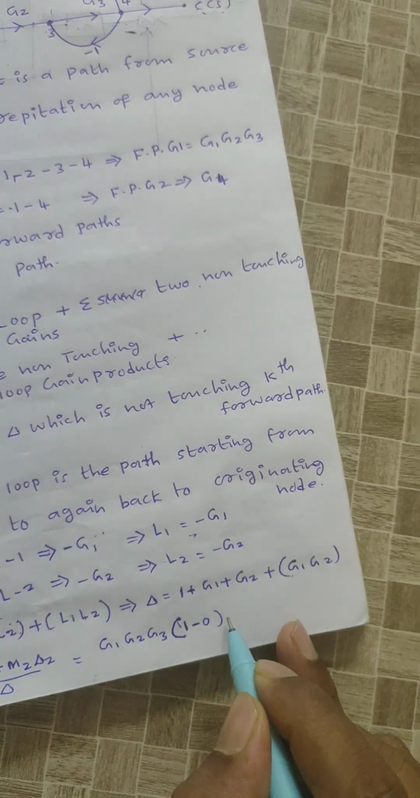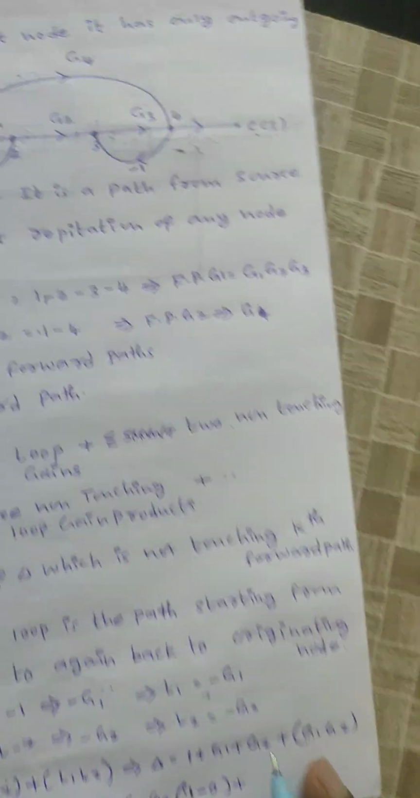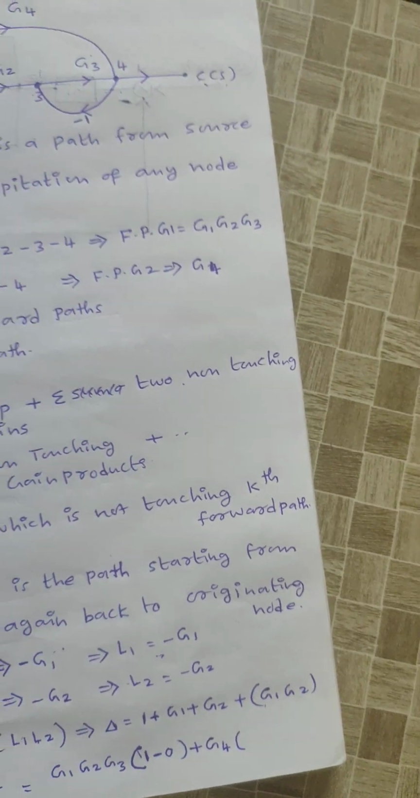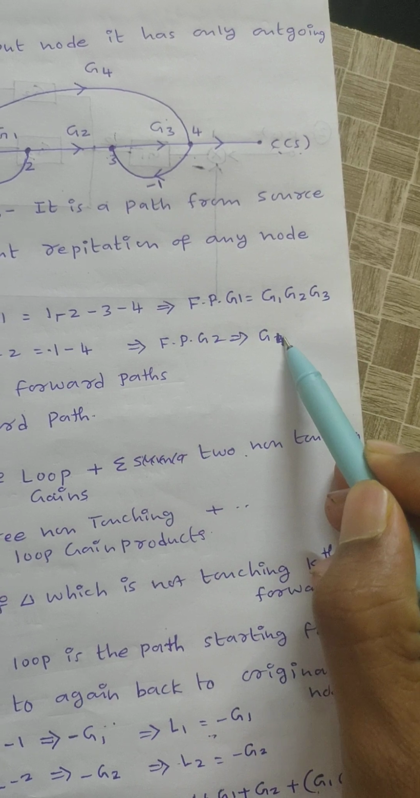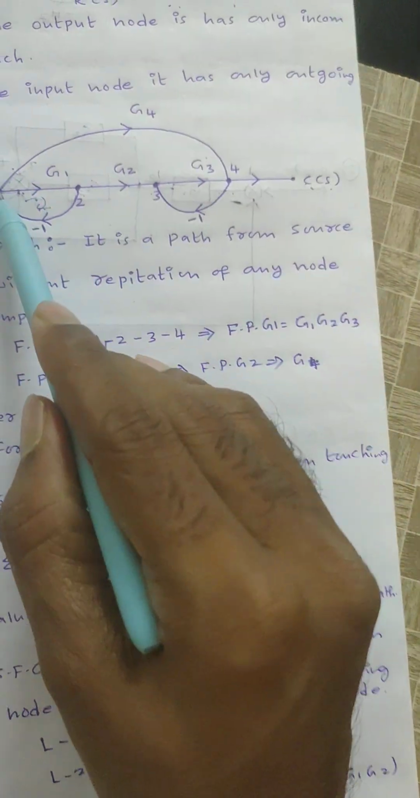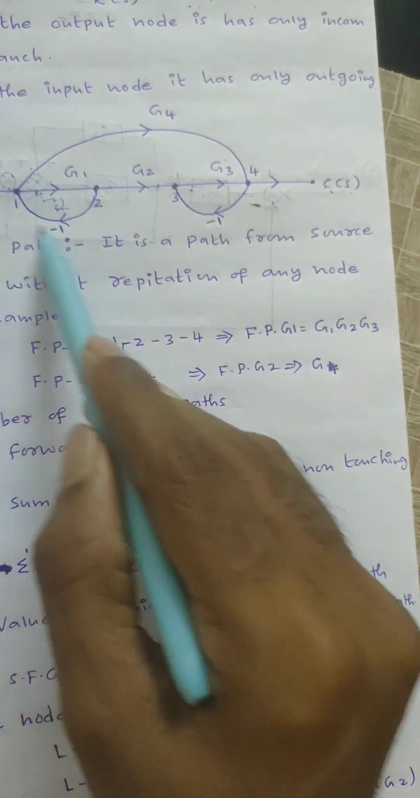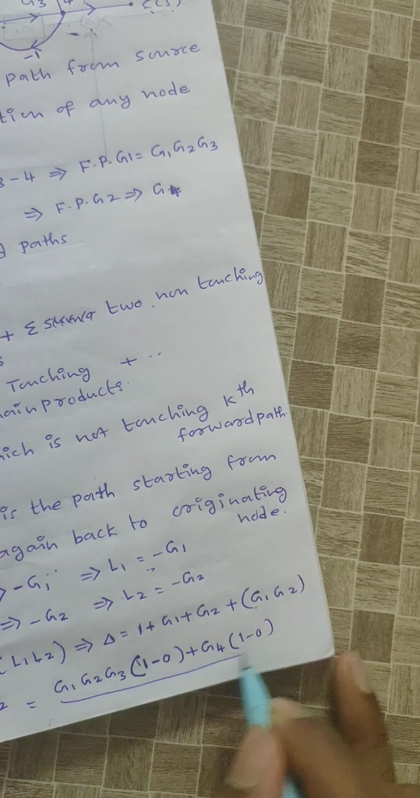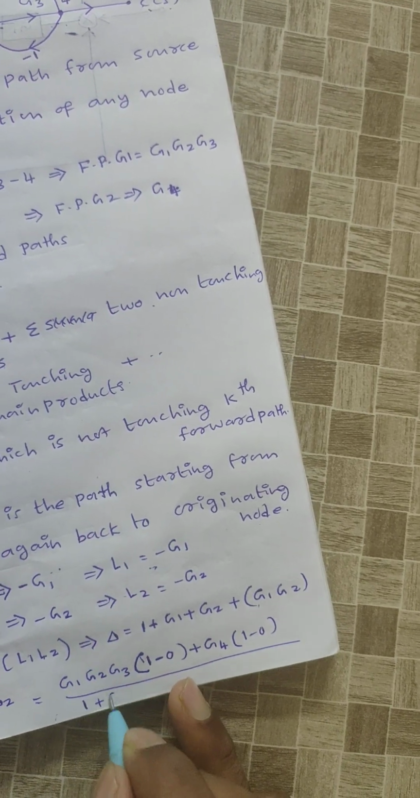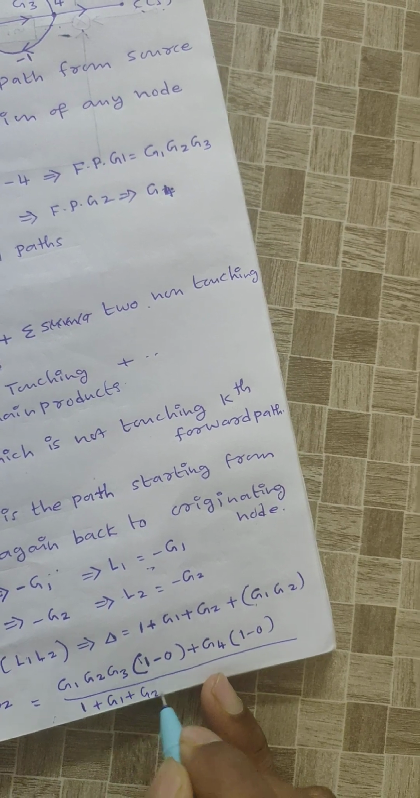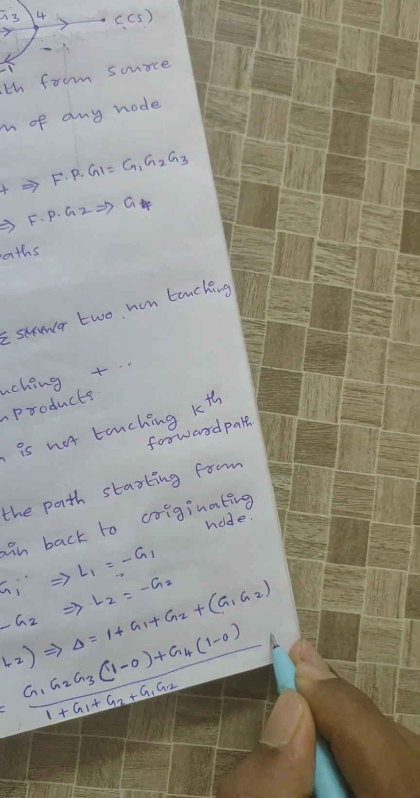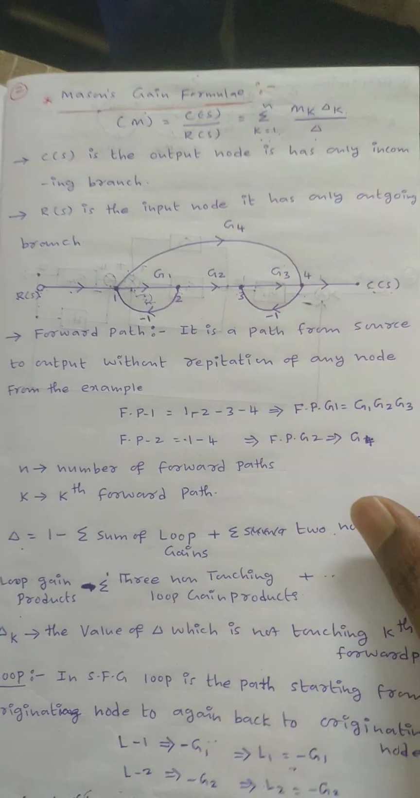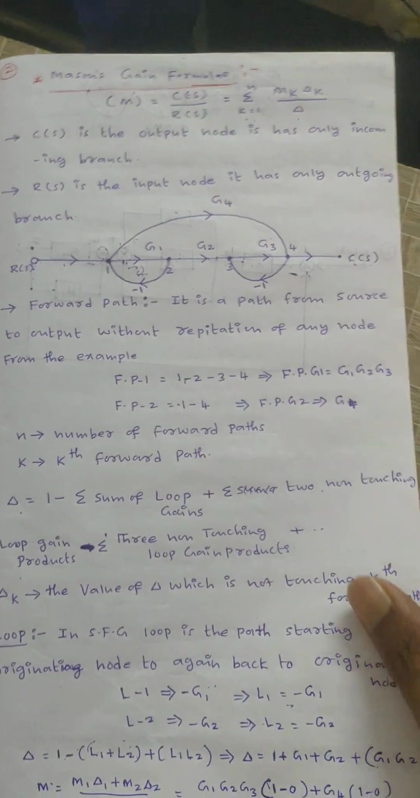That means 1 minus 0. Plus next, M2 is nothing but the second forward path gain, which will be G4, into, now see here, for this forward path also loop 1 is touching, loop 2 is also touching, right? Again its value is 1 minus 0, divided by delta. The delta value will be 1 plus G1 plus G2 plus G1 G2. This is nothing but the transfer function of the given signal flow graph. In this way we can find out the transfer function.